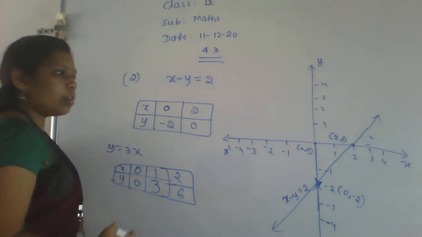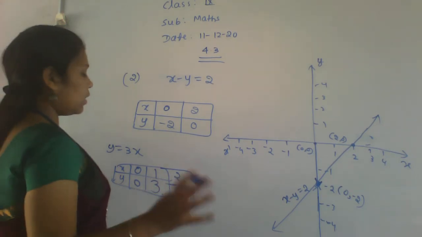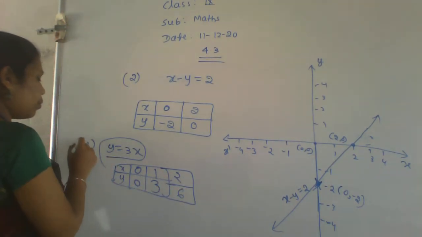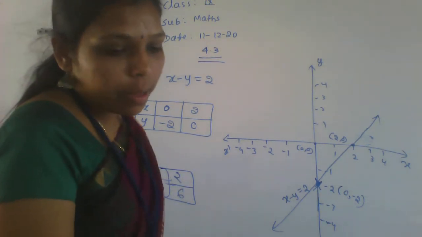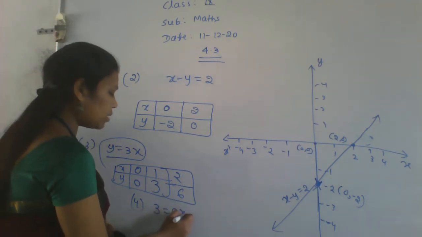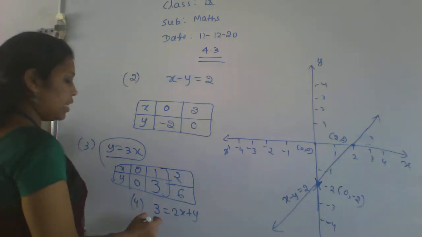Plot these points on the graph and join all the points, you will get one line. That line is representing y is equal to 3x. Okay, this is the third problem. Next, the fourth one. What is that equation? Fourth one is 3 is equal to 2x plus y. Right? 3 is equal to 2x plus y is given here.